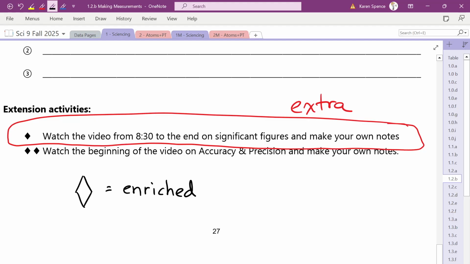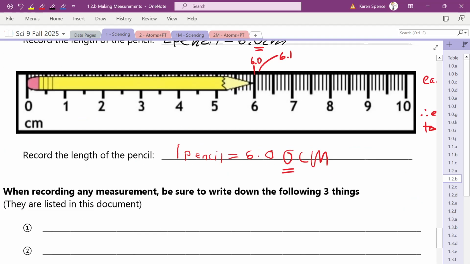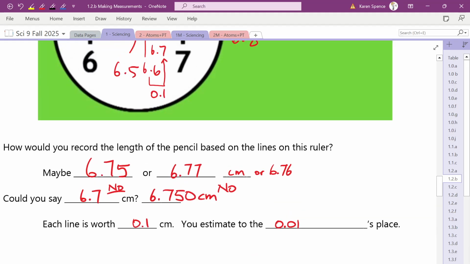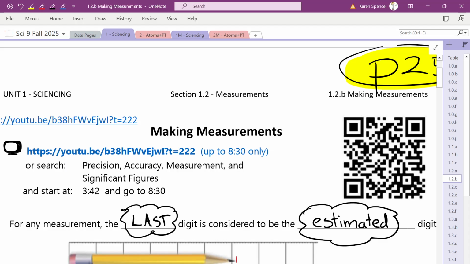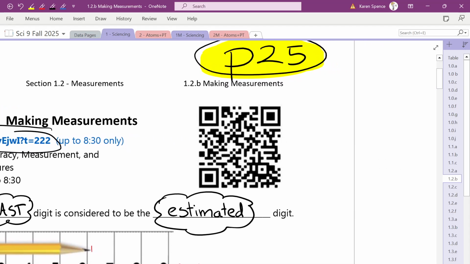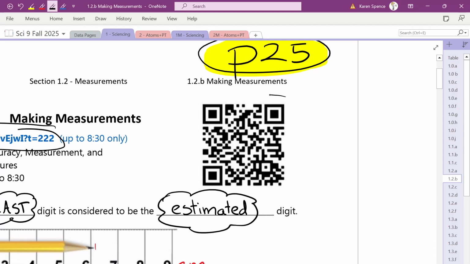Okay, now what video are we talking about here? We're going to go back to the beginning of 1.2b. All right, and there is the link. However, there is also the QR code. Yes? All right, so that's the QR code.